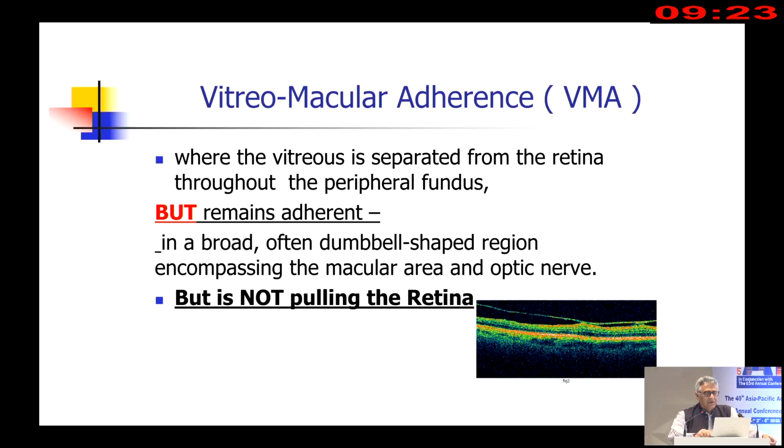So VMA is where vitreous is separated, but it remains adherent. This may be a normal phenomenon also, maybe physiological also, but there is no pull. And since there is no pull, we do not interfere. Most of the patients do not have any complaints. But if there is a complaint, then you go inside, otherwise not.